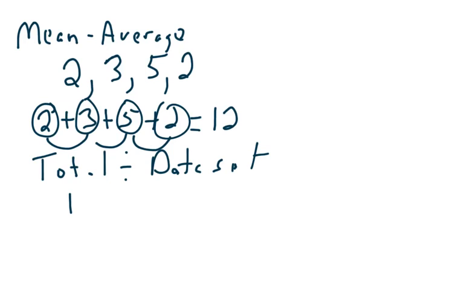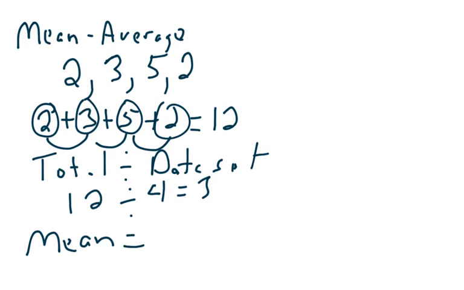So in this case, our total was 12. Our number of people that we asked how many siblings they had was 4. So 12 divided by 4 is 3. The mean or the average of this set of data is 3.